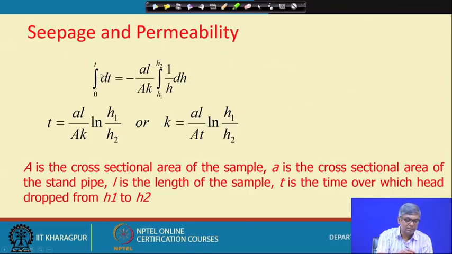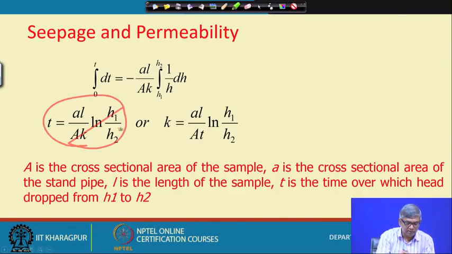So, you have to integrate 0 to t. I have fixed the initial time as 0 and the final time is t, suppose 10 seconds or 1 day or 2 days, and H1 and H2 are the two heads, the initial head is given as 10 meter, the final head 2 meter. These two are to be observed, and then if I put this, it will be reduced to this form, and finally simplifying, k becomes equal to a L by A t into ln H1 by H2, this is the natural log, that is to be remembered.